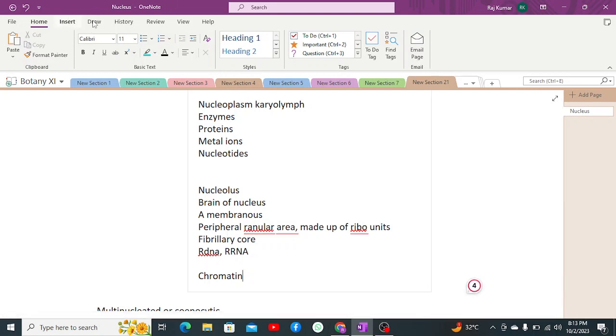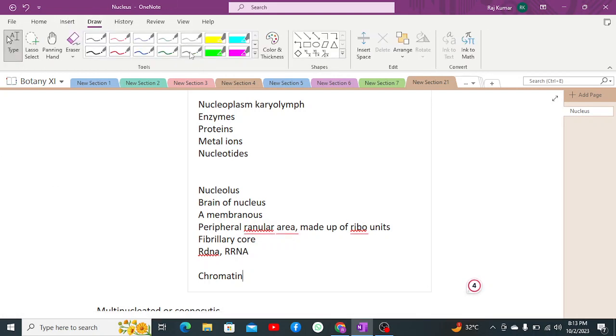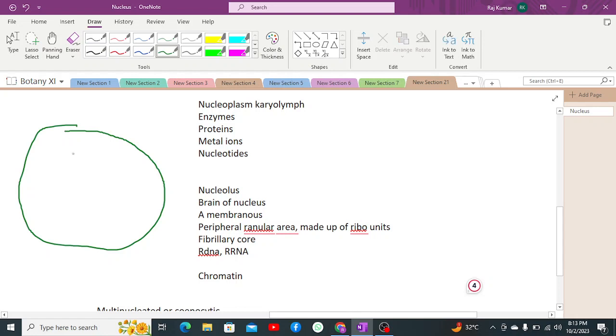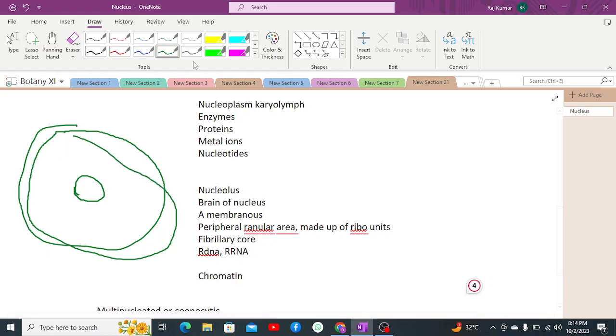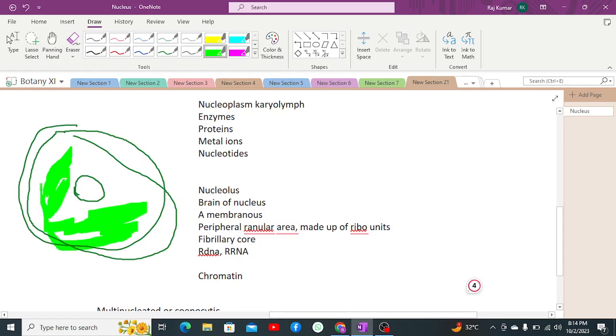The structure can be drawn in such a manner that suppose this is the nucleolus. The core part is made up of rRNA and rDNA. This is the peripheral granular area, which is made up of ribosomal units, and the internal structure is over here. This complete highlighted part consists of chromatin, and it is a major site of synthesis of ribosomes. So the site of active ribosomal synthesis is the nucleolus.